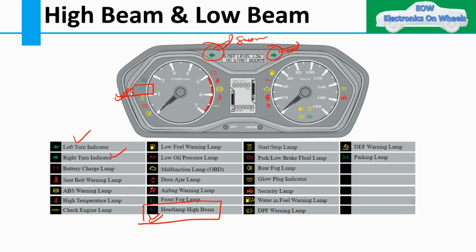So this is about the instrument cluster. I hope you now understand why we need the instrument cluster in our schematic. We need this particular telltale in our cluster to tell the driver that the headlamp high beam is on, so the driver is aware. This connection should be connected in our schematic, and how it should be connected we will see in the schematic.